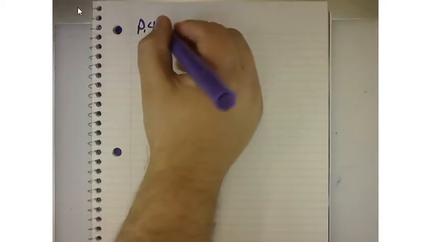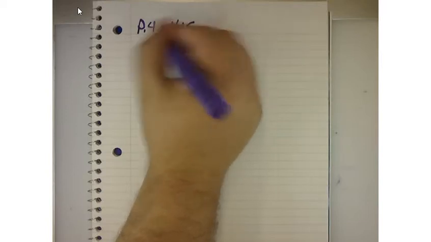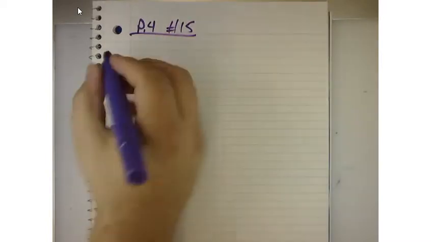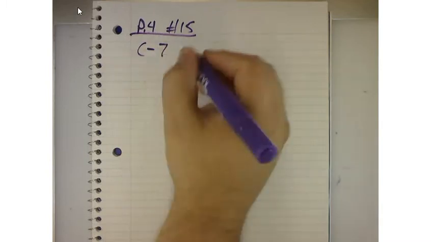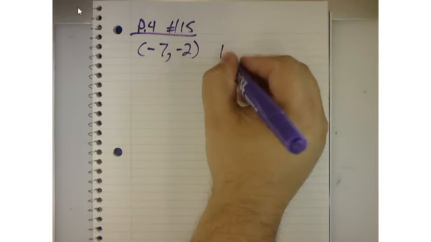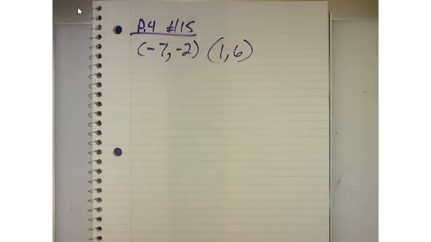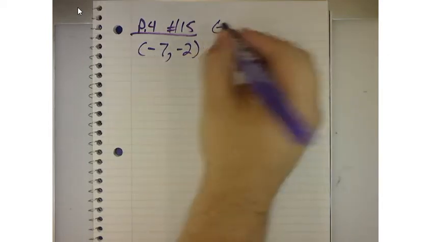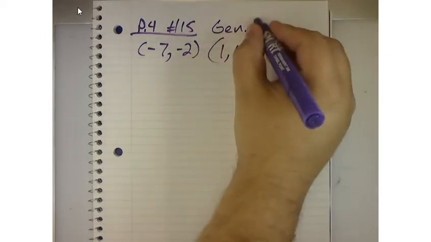P4, problem number 15. We're given 2 points, (-7, -2) and (1, 6), and we're asked to write this in a general form equation. So that's what they're asking us for, the general form equation.